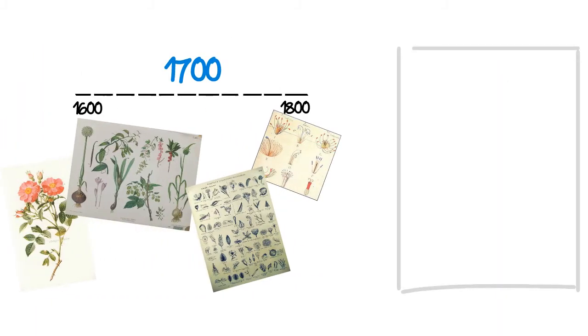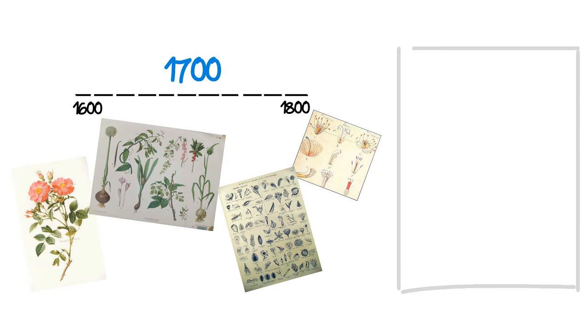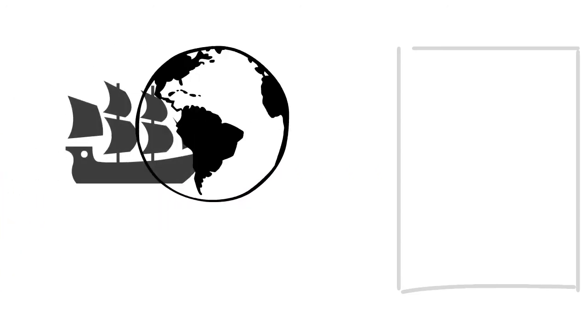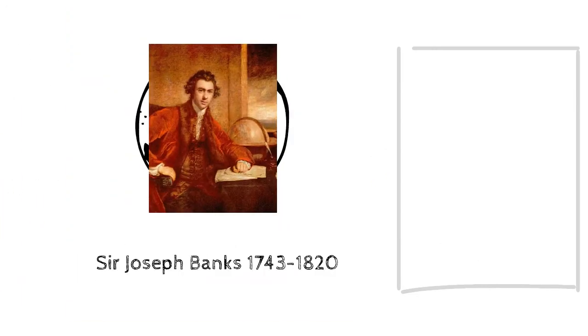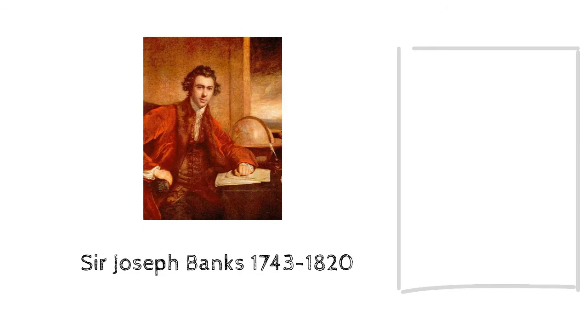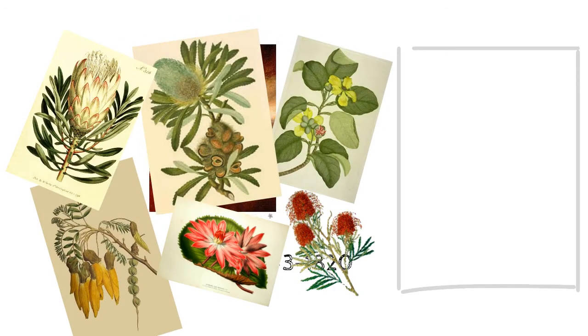In the 1700s, plant collecting was the in thing to do. People would travel all over the world to see what new plants they could find. One man brought back 30,000 different plant samples, of which over 1,000 had never even been seen before.